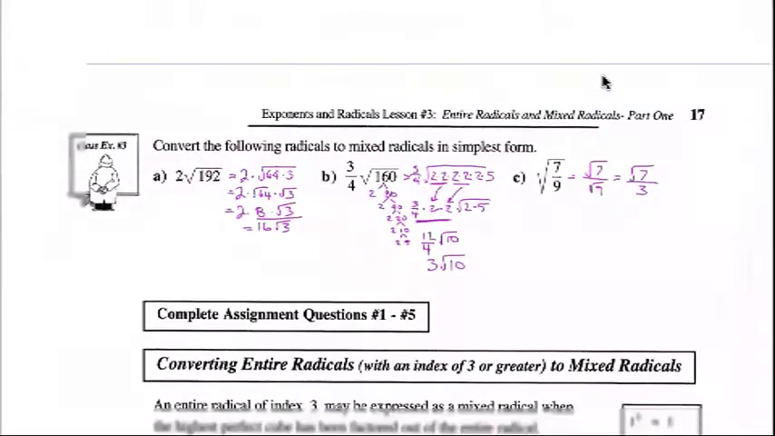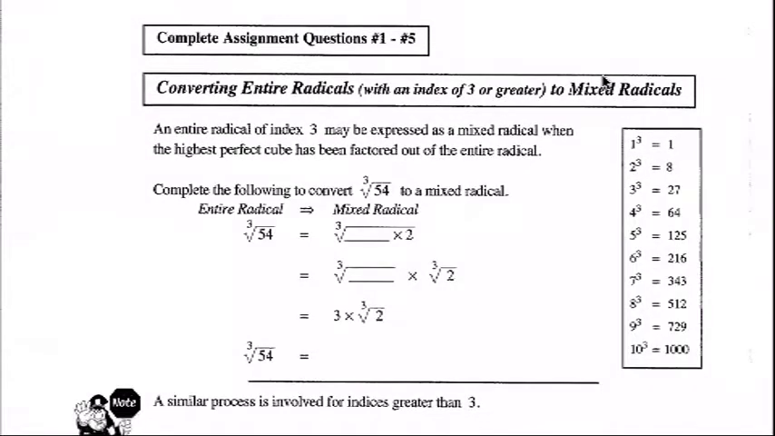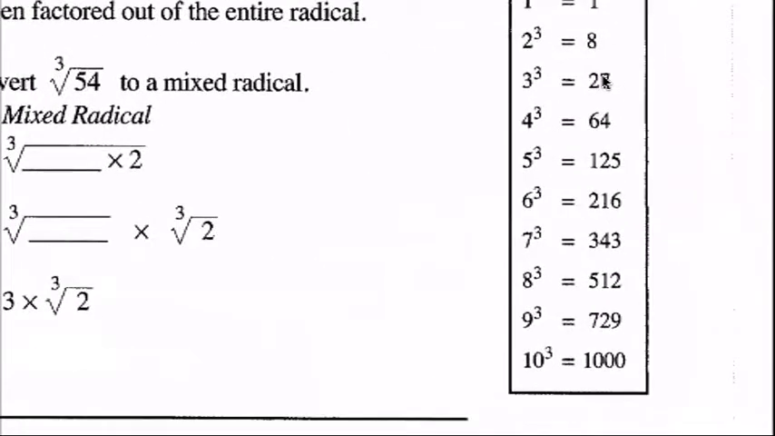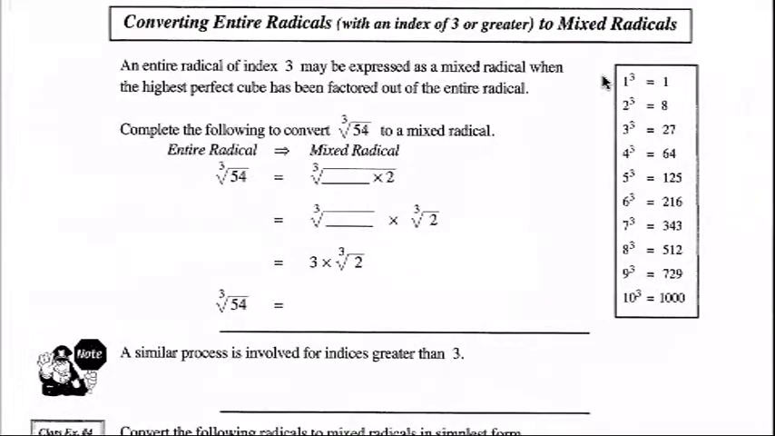Now let's move on. So now we can also do the same thing when we have an index bigger than 2. Except now, if it's a 3, we need to know all of these perfect cubes. If it's a 4, we need to know all of the 4th root perfect ones. If it's a 5, we need to know all the 5th root perfect ones. So it gets a little tricky. So this is where prime factorization becomes kind of key.